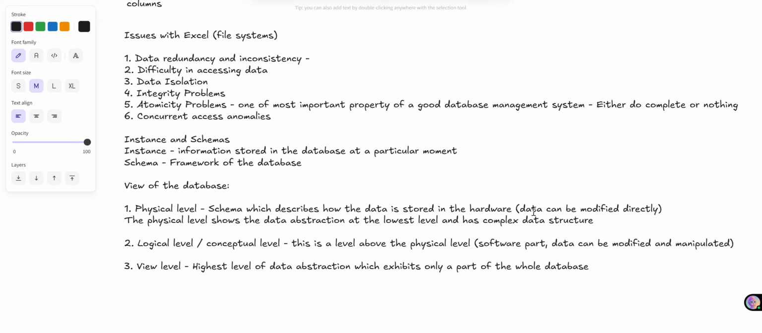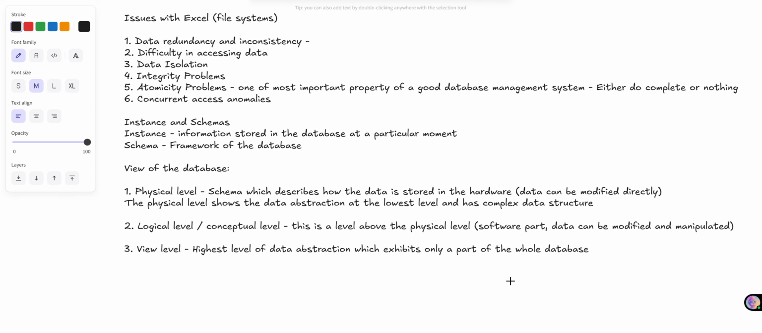Okay, in the hardware we can directly modify the data. In the software part we cannot directly modify data, but we can modify according to the constraints that are set. And the view level is just the view of the database. We cannot do anything, just look at the data. So this is the whole thing.